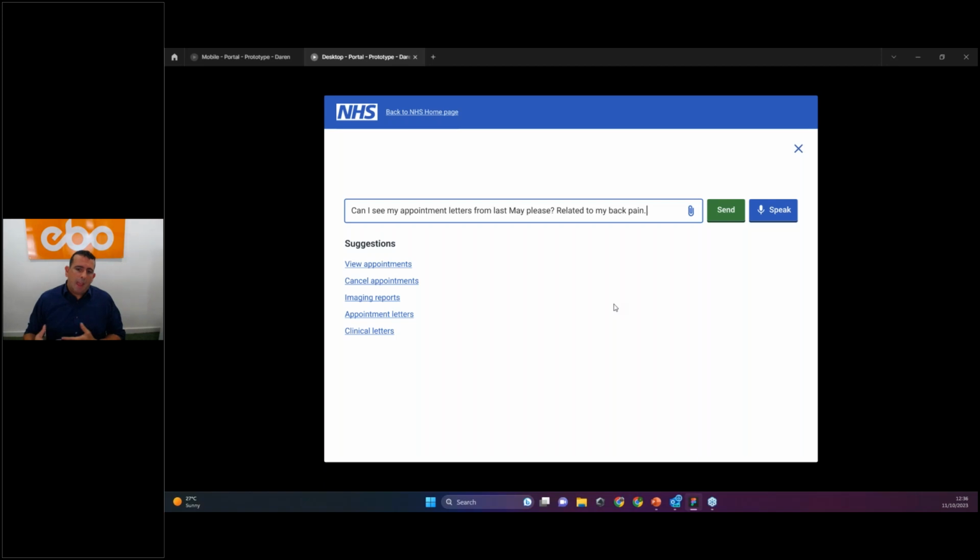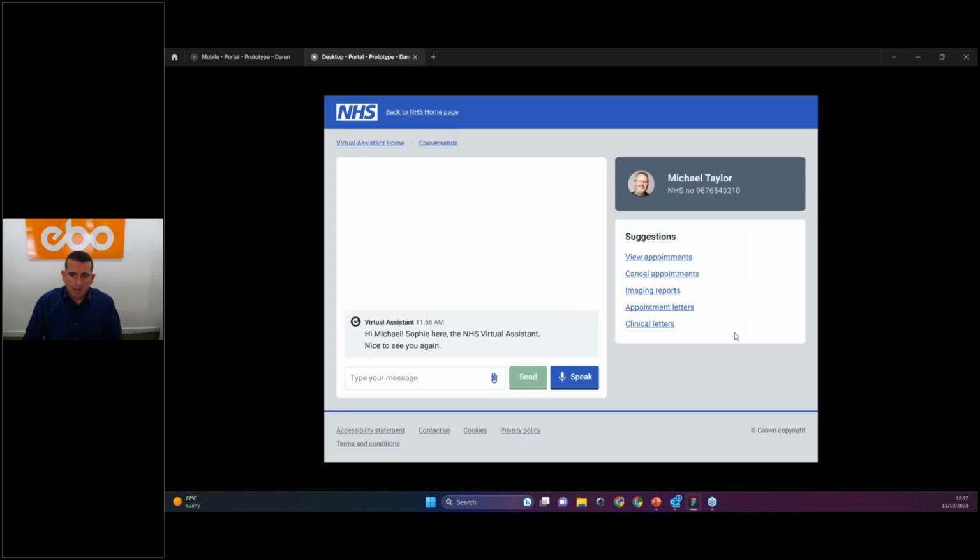That is something that the AI can actually break down. And this is something we would build in time yourselves. So you're understanding that it's appointment letters. We've got a date in there, last May, and it is related to back pain. So I shall send that in.